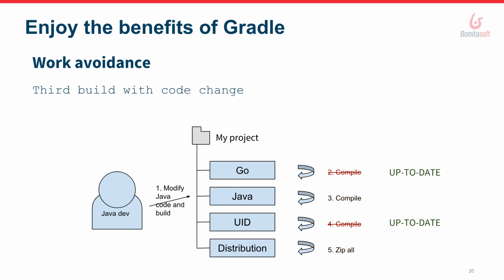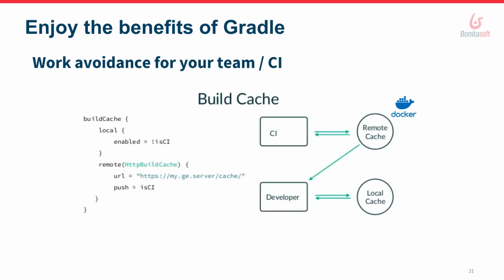Then you will maybe make some changes on your sources, and on my monorepo project, as you can see, only the module that has changed will be recompiled. The others will not. This is nice locally, but this also works for your team and your continuous integration servers. There's a feature called build cache that works kind of the same way. We'll see how.